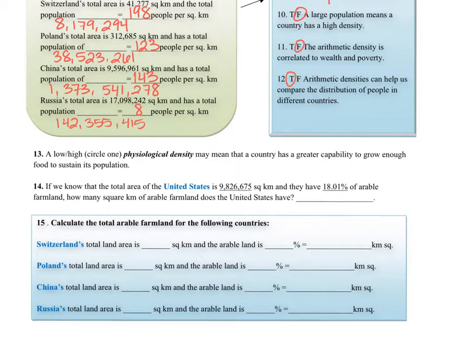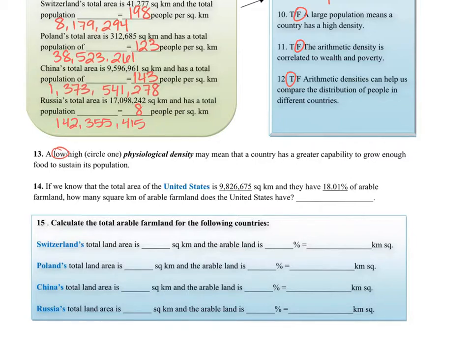All right, so high or low? A low or high physiological density may mean that a country has a greater capability to grow enough food to sustain its population. High. Low. You want it to be low because then you know you've got more people that you can support with your arable land.